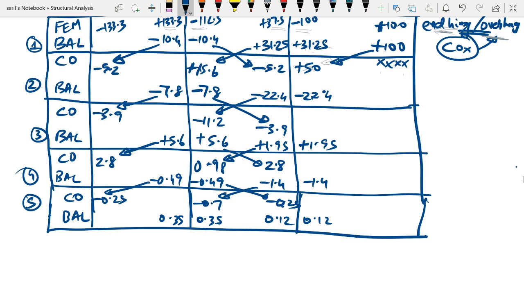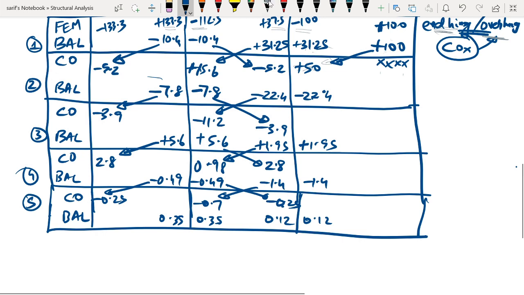So now if we look, after 5 cycles of balancing, the net unbalanced moment is becoming very small, that is less than 1 kilonewton. Okay, so till the error is less than 1 kilonewton. For example, if you look in the first cycle of balancing, the error was some 10 kilonewton, which is a big amount. Here it was 30 kilonewton.